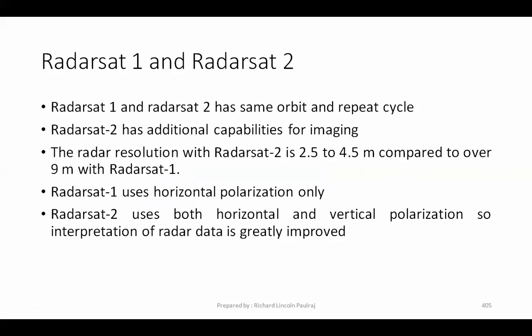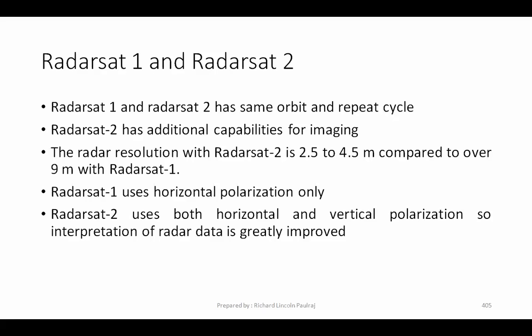Okay, so for our last slide, we can just think of Radarsat 1 and 2. This Radarsat 1 and 2 has the same orbit and repeat cycles. So even though they were designed about 10 years apart, the speed and the repeat cycle have been maintained; they have tried to maintain them constant. Then Radarsat 2 has additional capabilities for imaging. So that's one advantage.